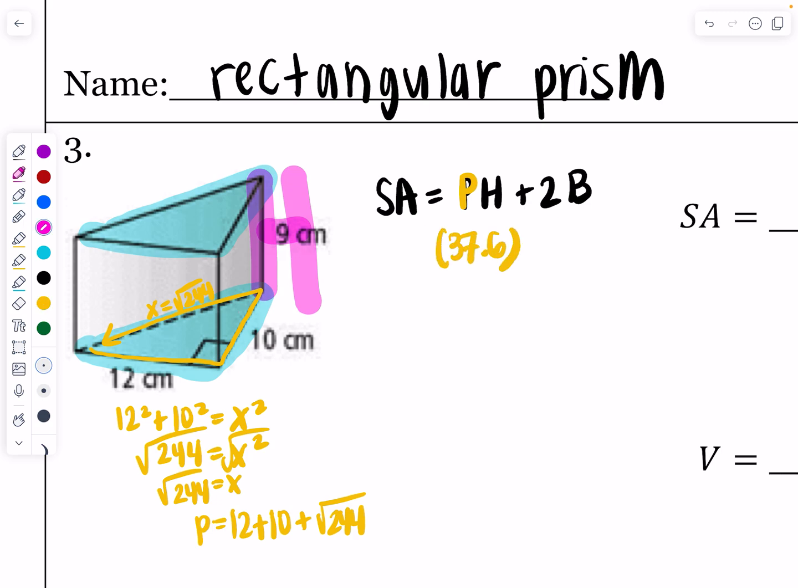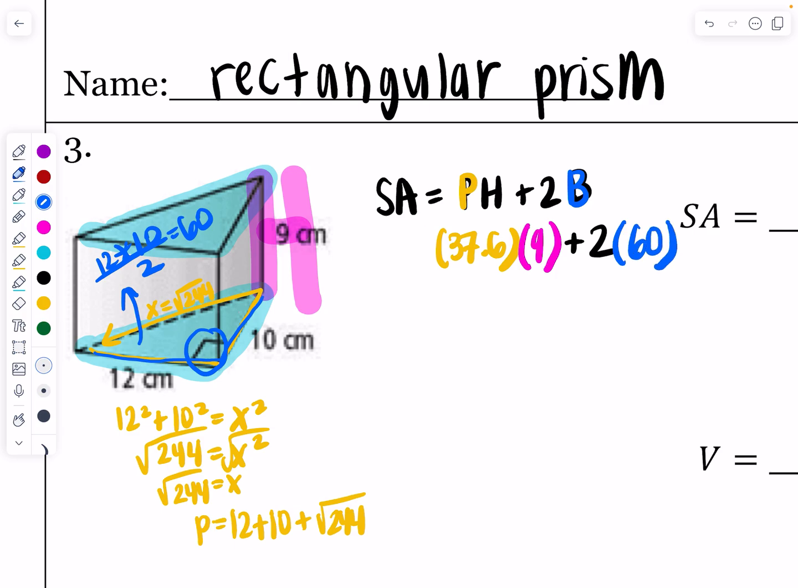What is my height between those bases? That's going to be 9. And then I have 2 of those bases, so those bases are triangles, and so when you find the area of that triangle, it's going to be base times height divided by 2. So I'm actually going to do that right here. I find my right angle, and that's my base height, and so that's going to be 12 times 10, but I have to remember to divide that by 2. And so when I do that, I'm going to get 60 for each of these bases. So this base has an area of 60. And so again, I'm going to take that number that's in my calculator, about 37.6204. I'm going to go times 9 plus 2 times 60. And that's going to give me about 458.6. Okay?